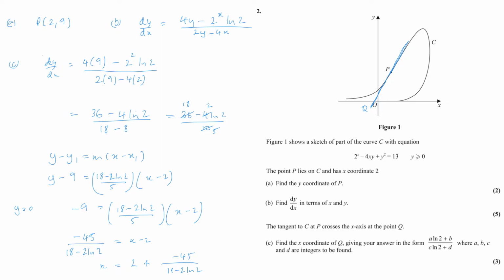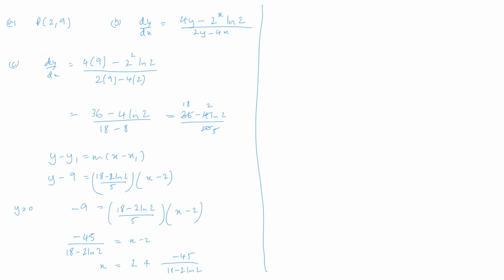Now obviously that's not the form that we wanted, so this I need to turn into the same bottom value as that. I'll just make a little bit of room. So my x equals (36 minus 4 ln 2) over (18 minus 2 ln 2). That's what I've replaced the 2 by. Because 2 times this bottom value over this bottom value would cancel out and leave you 2.